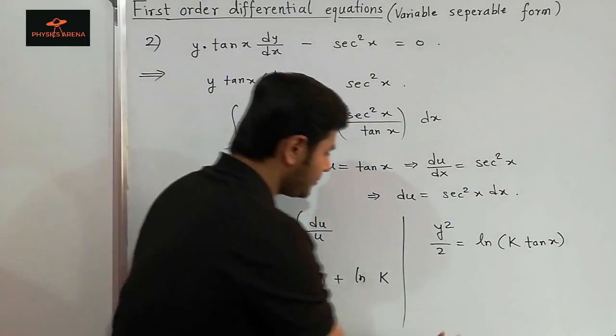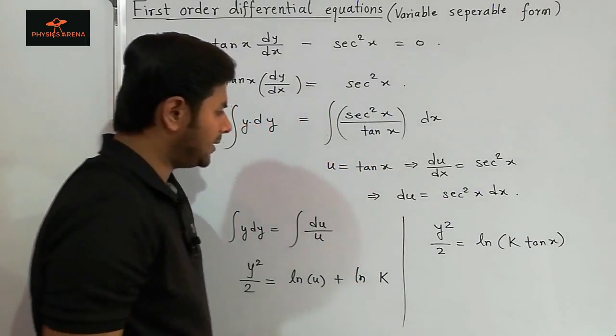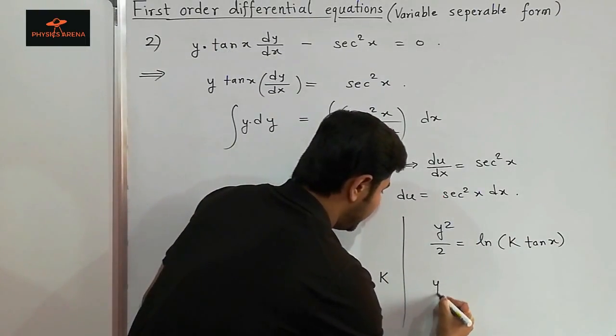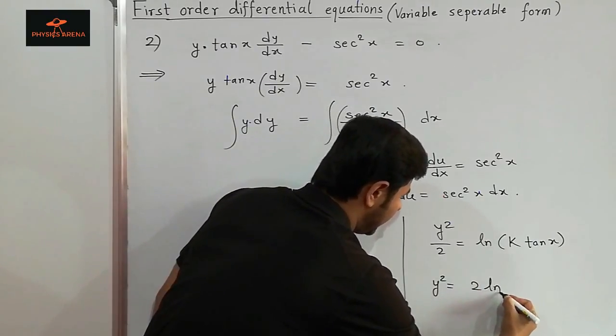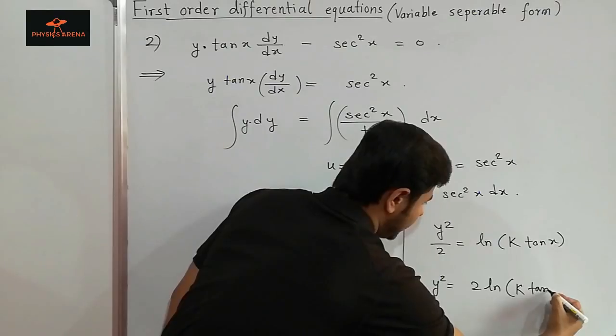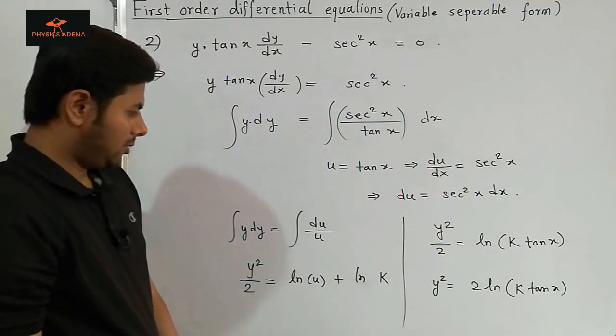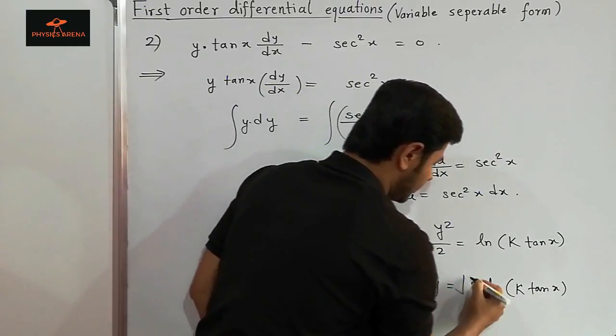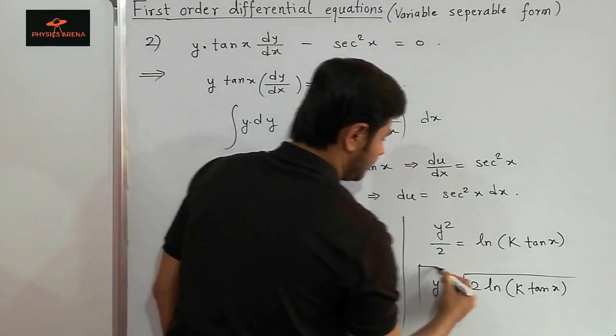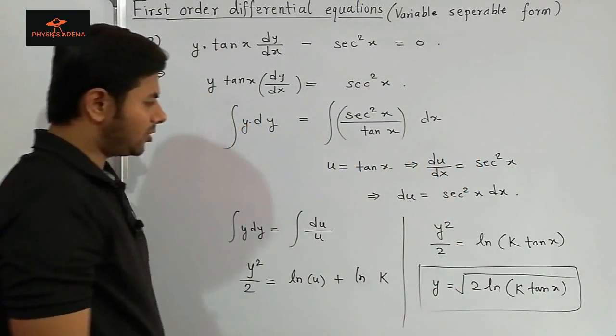Okay, and let's take 2 on the other side, and then y square equals to 2 times ln of k tan x, and therefore y will be plus minus of the square root of this thing. So this is the solution.